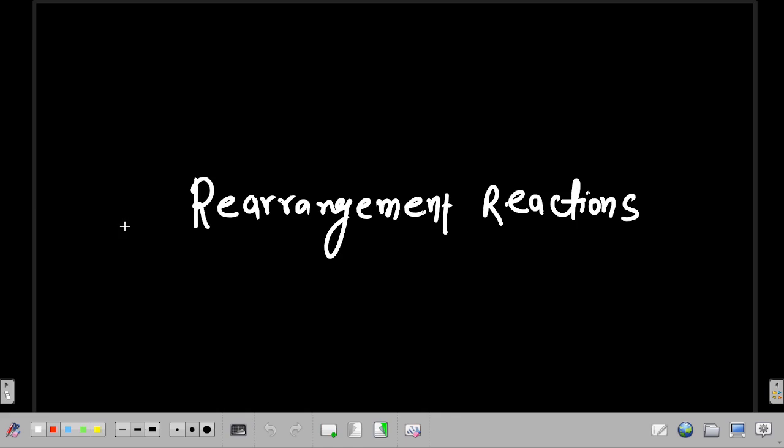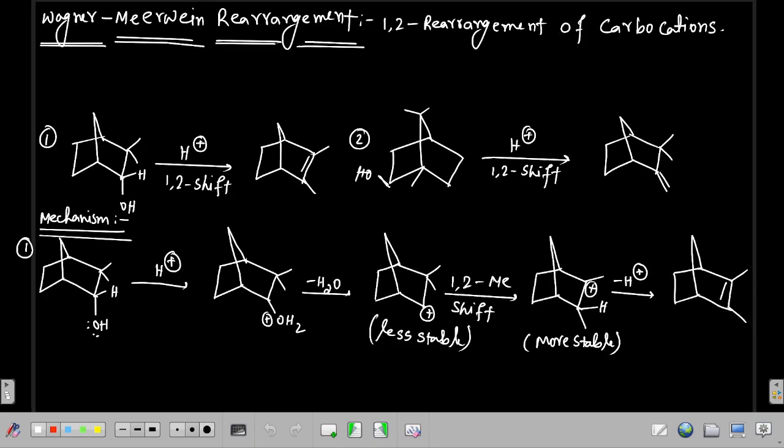Welcome to the one-shot video of rearrangement reactions. We will start with a rearrangement reaction named the Wagner-Meerwein rearrangement. This is a 1,2 rearrangement reaction of carbocations. So in the case of carbocations, they undergo 1,2 rearrangement reactions.